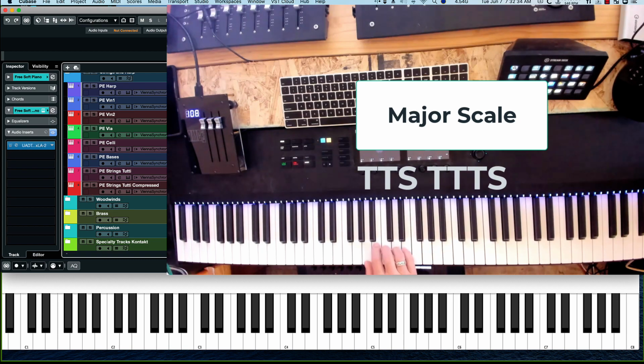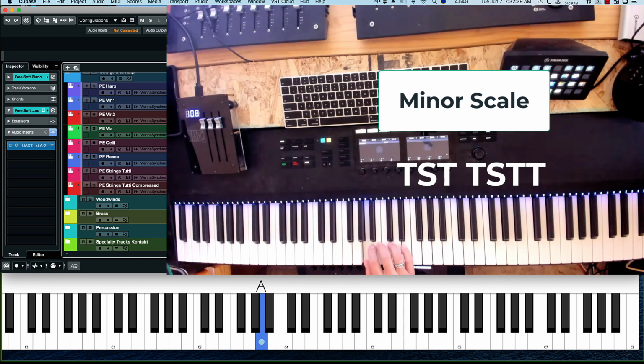And let's suppose I start at A. Then I can define a minor scale by going up a tone, a semitone, another tone, another tone, a semitone, another tone, and another tone. So that defined an A minor scale. But the pattern will work on any note that you start with.